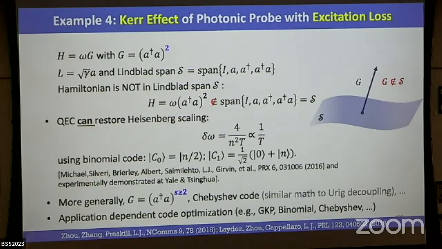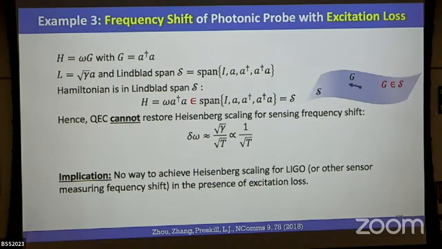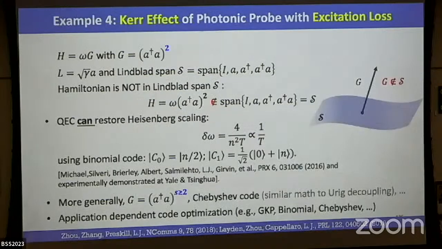So I think that's probably maybe related to Bosonic code. Here is one story: if you want to sense the frequency shift of the Bosonic mode in the presence of loss noise, you cannot do that, because if you have a loss error, A, you can come up with A dagger and A dagger A. And that forms the Lindblad span, which covers the signal, which is A dagger A that you want to sense. So therefore, according to the theorem, it's a no-go. You cannot restore Heisenberg scaling, even if you can do error correction. And we can twist the definition, say, what if the signal we want to sense is a Kerr effect, A dagger A squared?